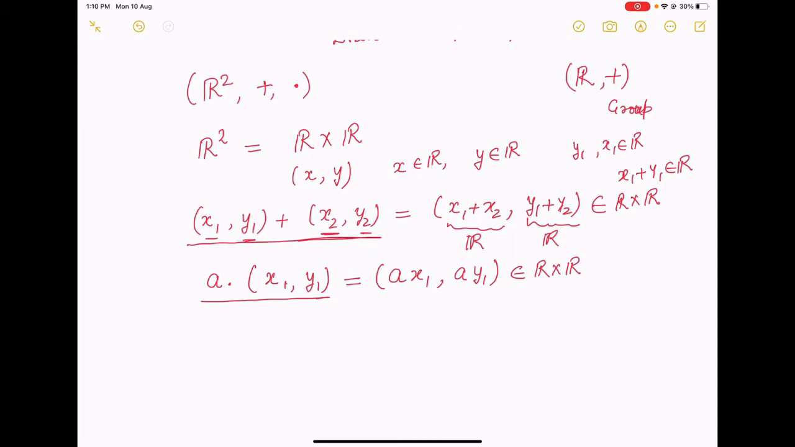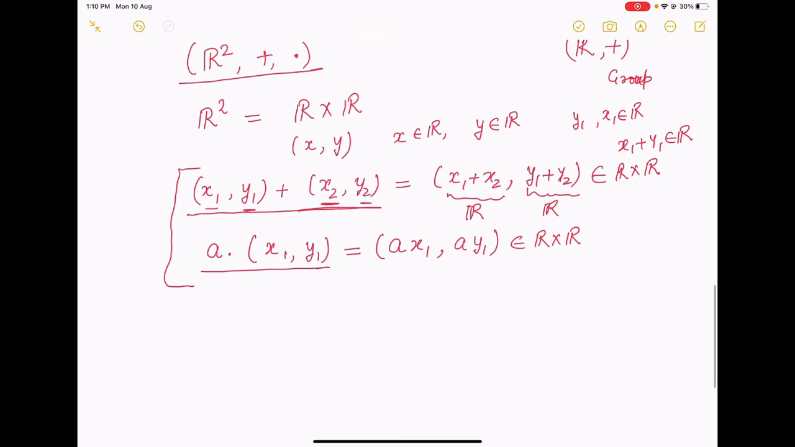Now we will see whether with these two operations R square forms a vector space or not. So the first property is the closure property. This is obviously satisfied: when two elements, one this and the second this, are added, then they belong to R square. So the second property is the associativity.